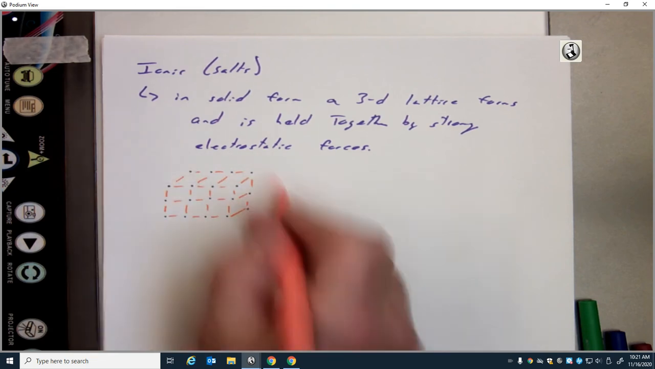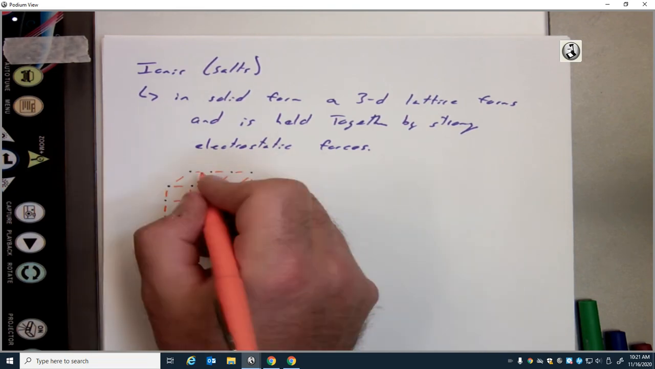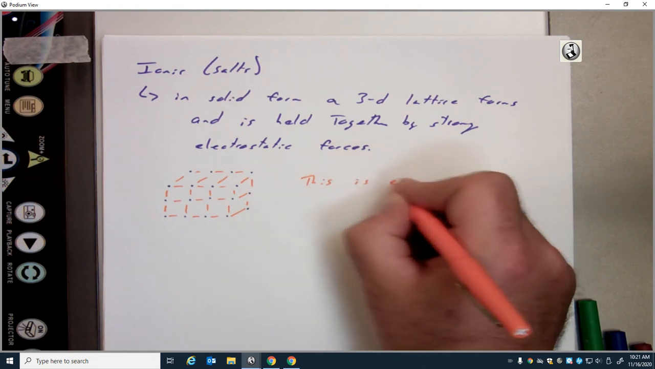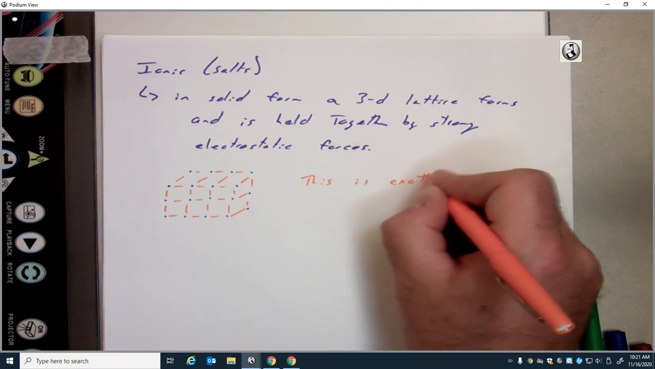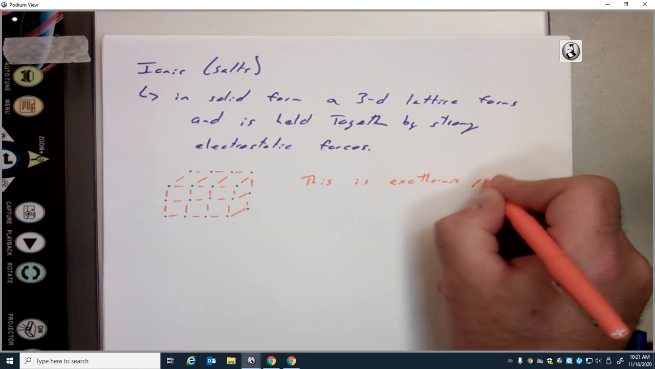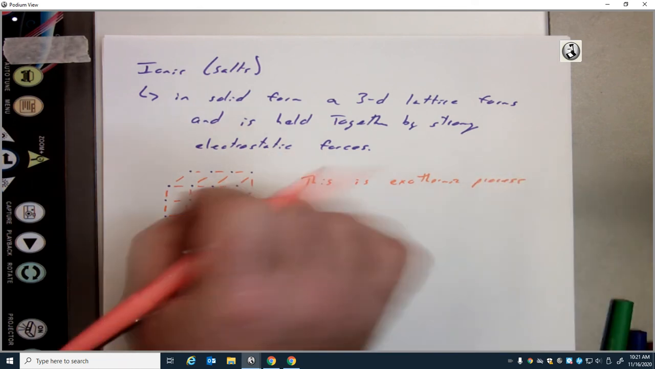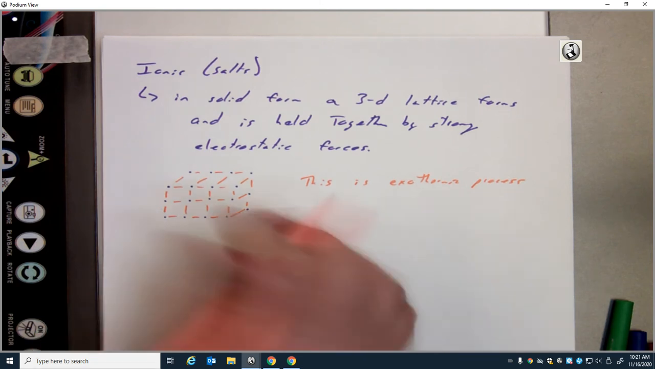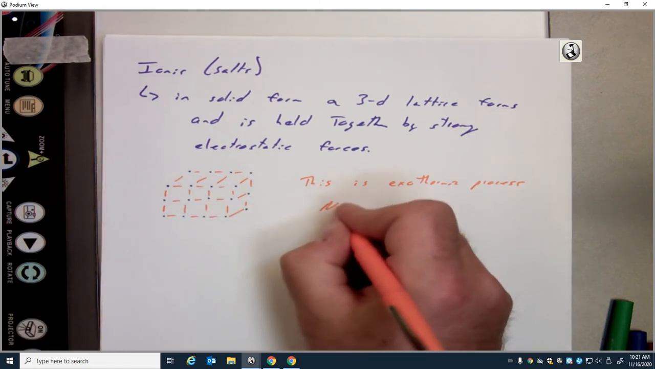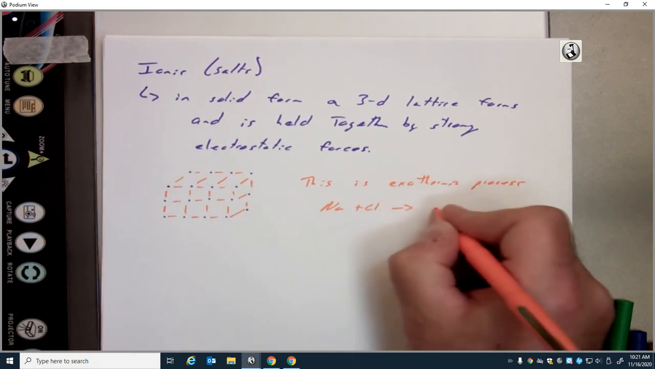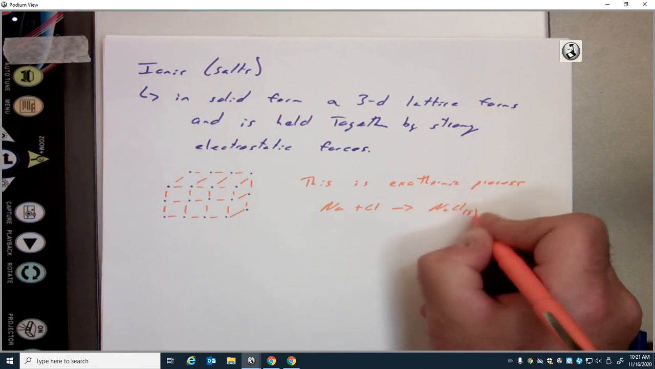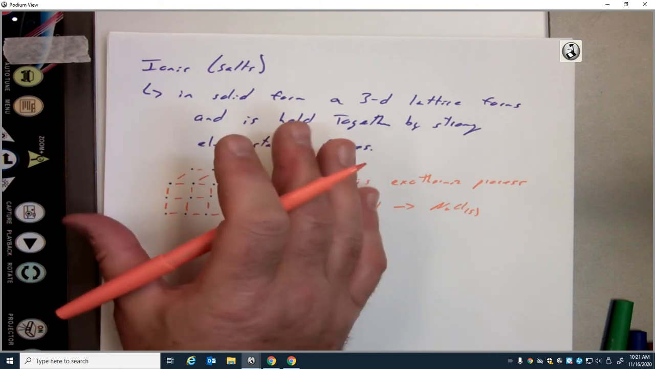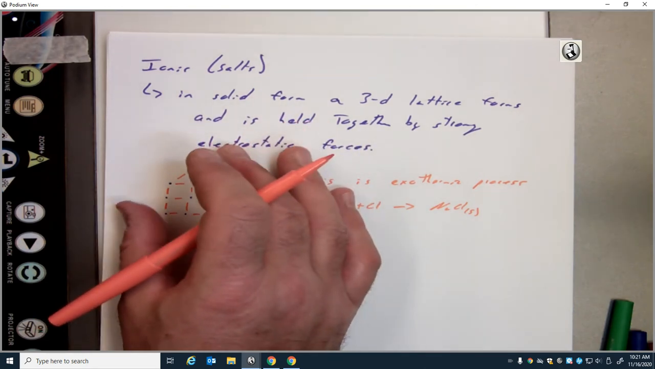When this lattice forms, this is an exothermic process. Energy is given off as these bonds form. So as the Na+ and Cl- come together to form our NaCl solid, it's exothermic. It gives off a lot of energy because this becomes more stable as the atoms come together.